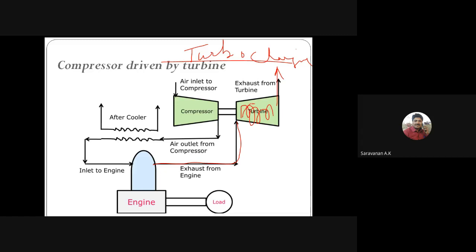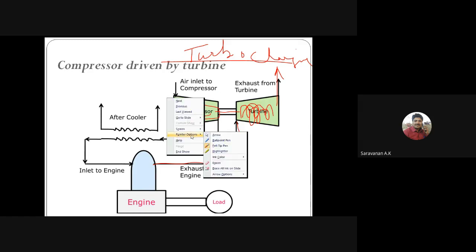While it rotates the turbine, that energy will be utilized by the supercharger. There is no mechanical connection between the engine and the supercharger. The supercharger is worked by the turbine, which is connected in the line of the exhaust system. This type of system is called turbocharging, and especially this one is called the turbocharger. This type of engine is called a turbo supercharged engine.